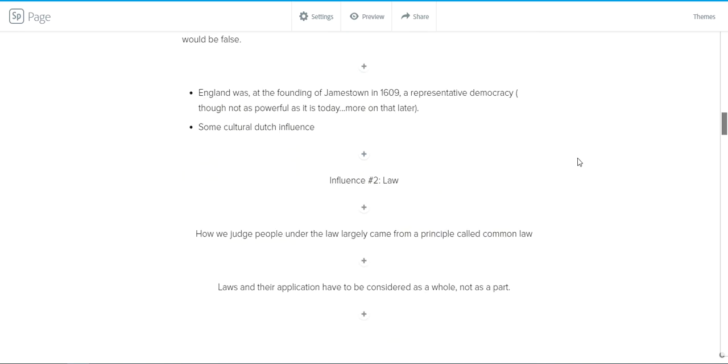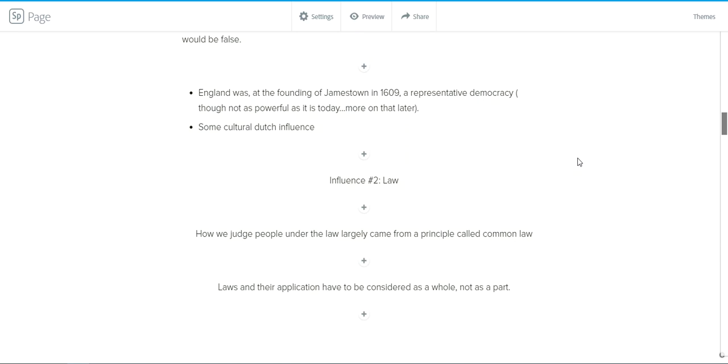The second influence was how we judge people under the law, which largely came from a principle called common law. There was this idea that evidence has to be submitted if someone is going to be held against their will for committing a crime. The other important part of common law, and we'll talk about common law later in the year, but something you definitely should know, is that laws and their application under common law have to be considered as a whole, not as a part.